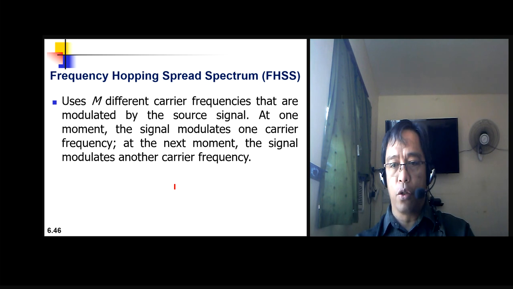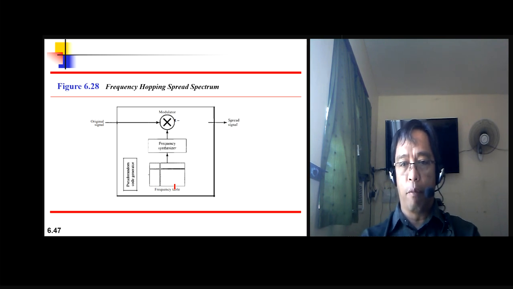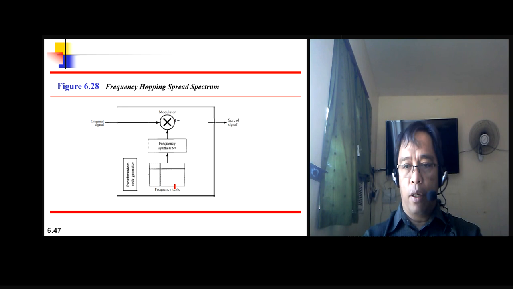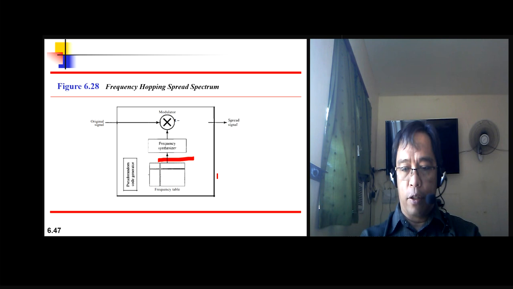Figure 6.28 shows a general layout of FHSS. A pseudo-random code generator called pseudo-random noise or PN creates a key bit pattern for every hopping period. The frequency table uses the pattern to find the frequencies to be used for this hopping period and passes it to the frequency synthesizer. The frequency synthesizer creates a signal of that frequency, and the source signal modulates the carrier signal.